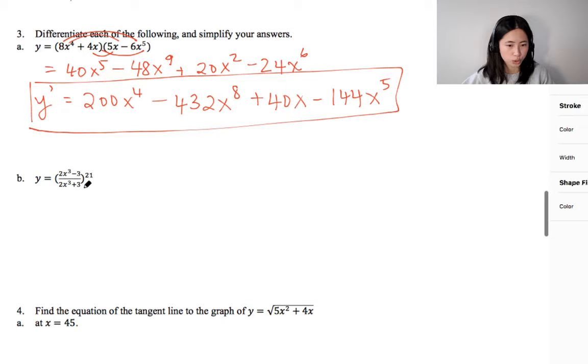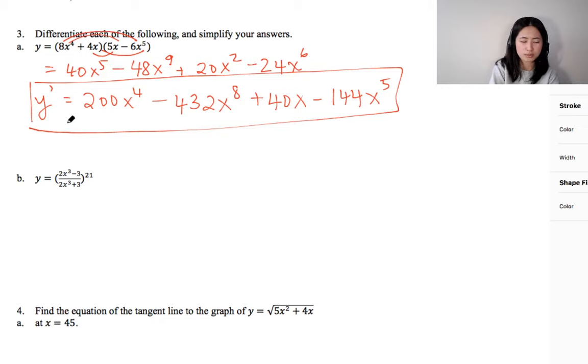So guess what? We need to apply the chain rule. For the chain rule, don't worry, it's not too bad. All you have to do is bring your 21 down, because this is sort of like an exponent, and then you're going to subtract 1 from it. The chain rule just states that you're going to bring down your exponent, so 21, and whatever is inside, you're going to keep.